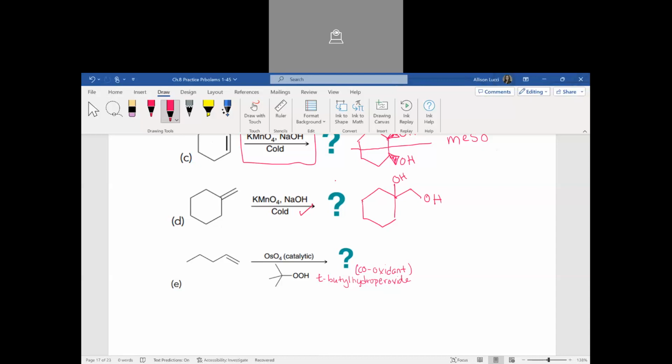And in our last molecule, E, we see another set of reagents. So we have osmium tetroxide listed as our catalyst, but we also use this co-oxidant, this tert-butyl hydroperoxide, so we can use less of this more toxic substance, this osmium tetroxide. So this is our last set of reagents that will accomplish this transformation, this dihydroxylation.